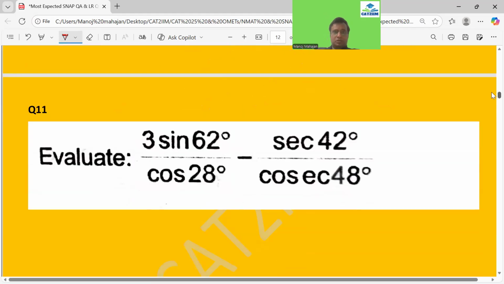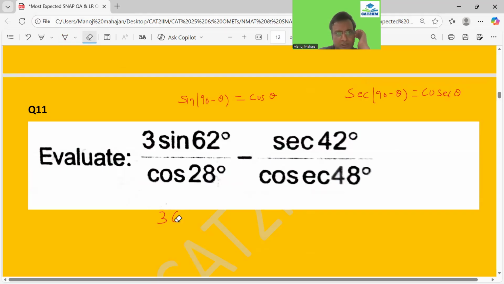Now, such a question also you can look forward to expect in the SNAP. So again, remember the conversion. Sine 90 minus theta is cos theta. Tan 90 minus theta, already I told you, cot theta. And in terms of sec also, sec 90 minus theta will be cosec. So sec would be converted to cosec. So this could be written 3 sine 62.